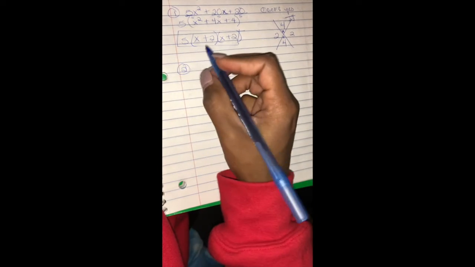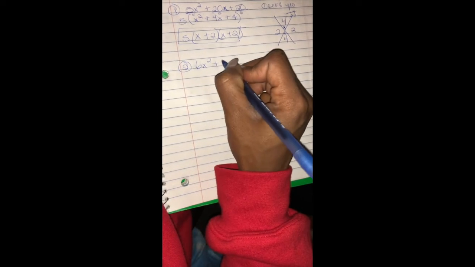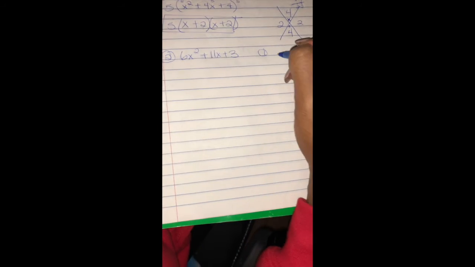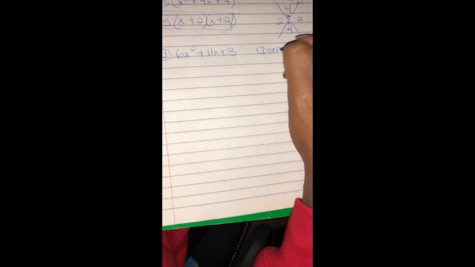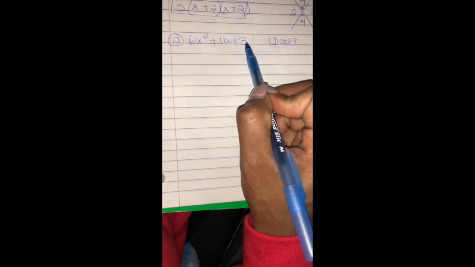Moving on. If you have a problem like 6x squared plus 11x plus 3, there's a few more steps, but we're going to be able to factor this one. First and foremost, we need to find out if we have a greatest common factor. Well, 6, 11, and 3. There's no greatest common factor at all, so I'm going to move on to step 2.